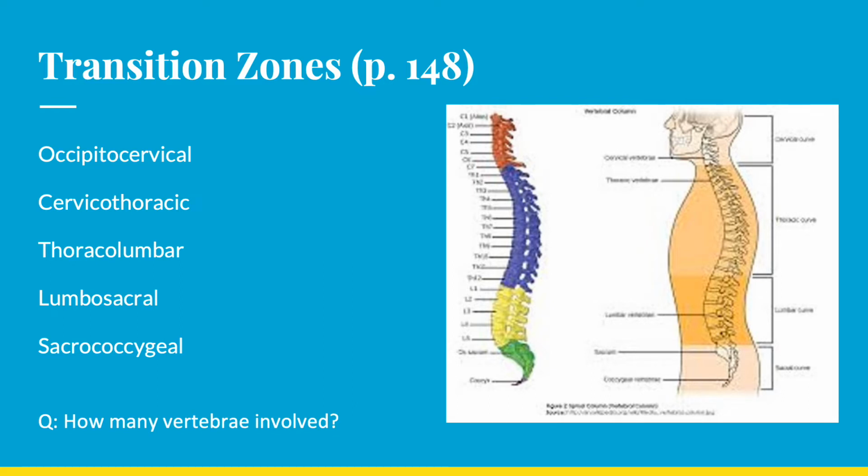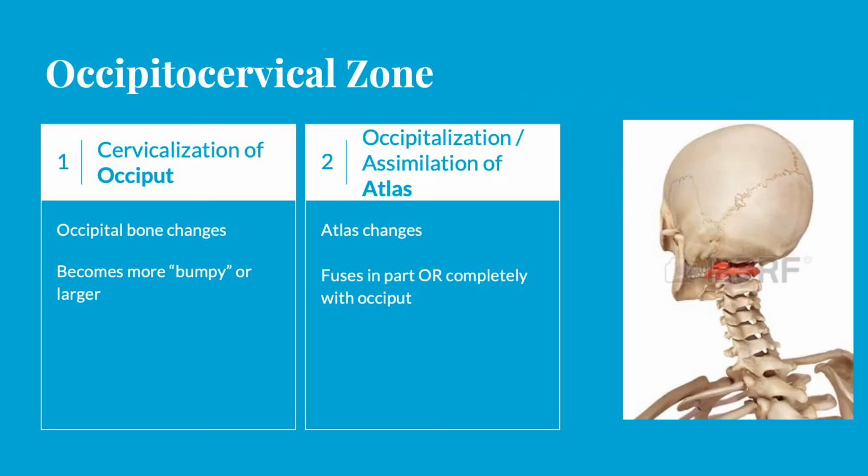So definitely know how many vertebrae are involved in each of those zones. And remember, it's going to be two. Each transitional zone is going to involve the segment above and the segment below. So the cervicothoracic zone includes C7 and T1.